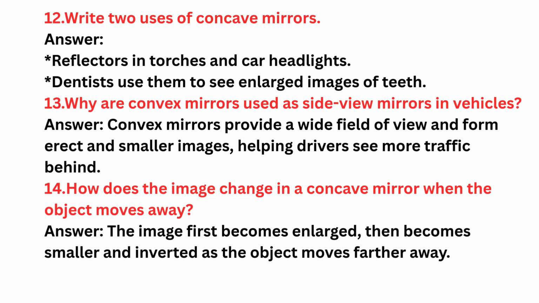Convex mirrors provide a wide field of view and form erect and smaller images, helping drivers see more traffic behind. Question number 14. How does the image change in a concave mirror when the object moves away? Answer. The image first becomes enlarged and then becomes smaller and inverted as the object moves farther away.